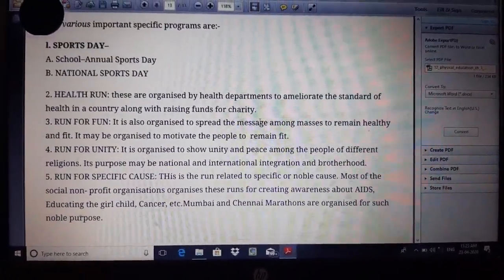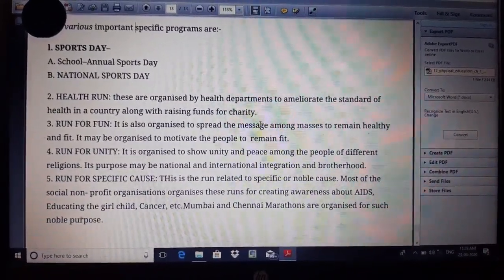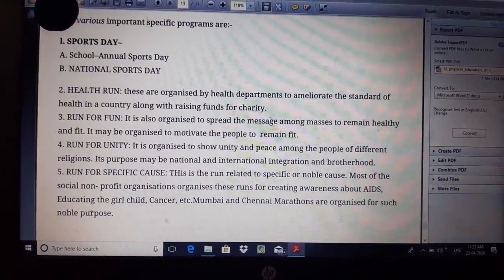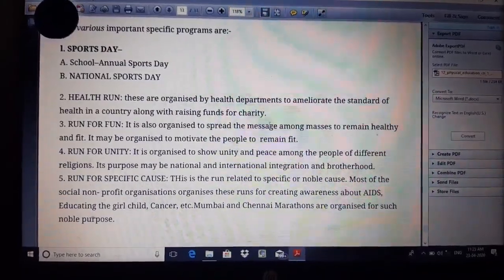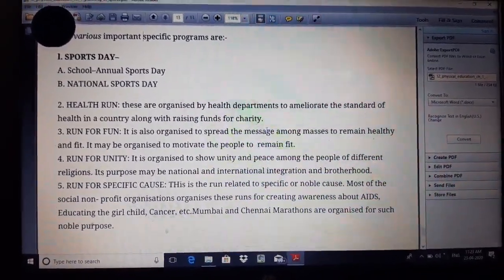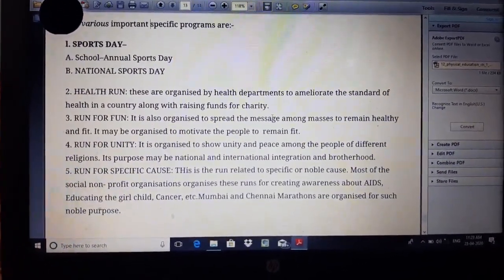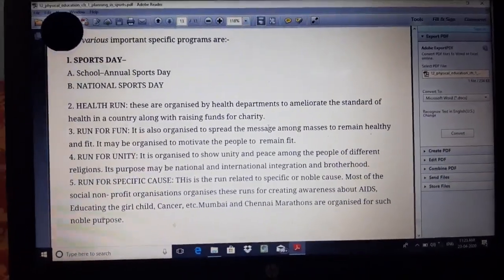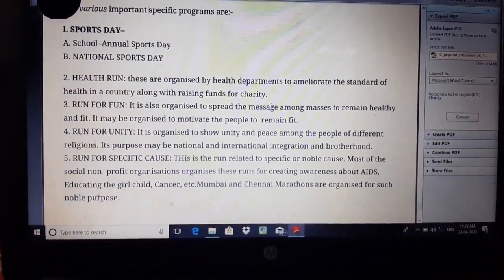Then second, you have health run. Health runs are organized by health departments to elevate the standard of health in our country. Run for fun. Now what is run for fun? You can take cross country for it. But in other cross countries, that is happening on a huge number, where the entire city, entire state, or even India is participating. So that is run for fun.